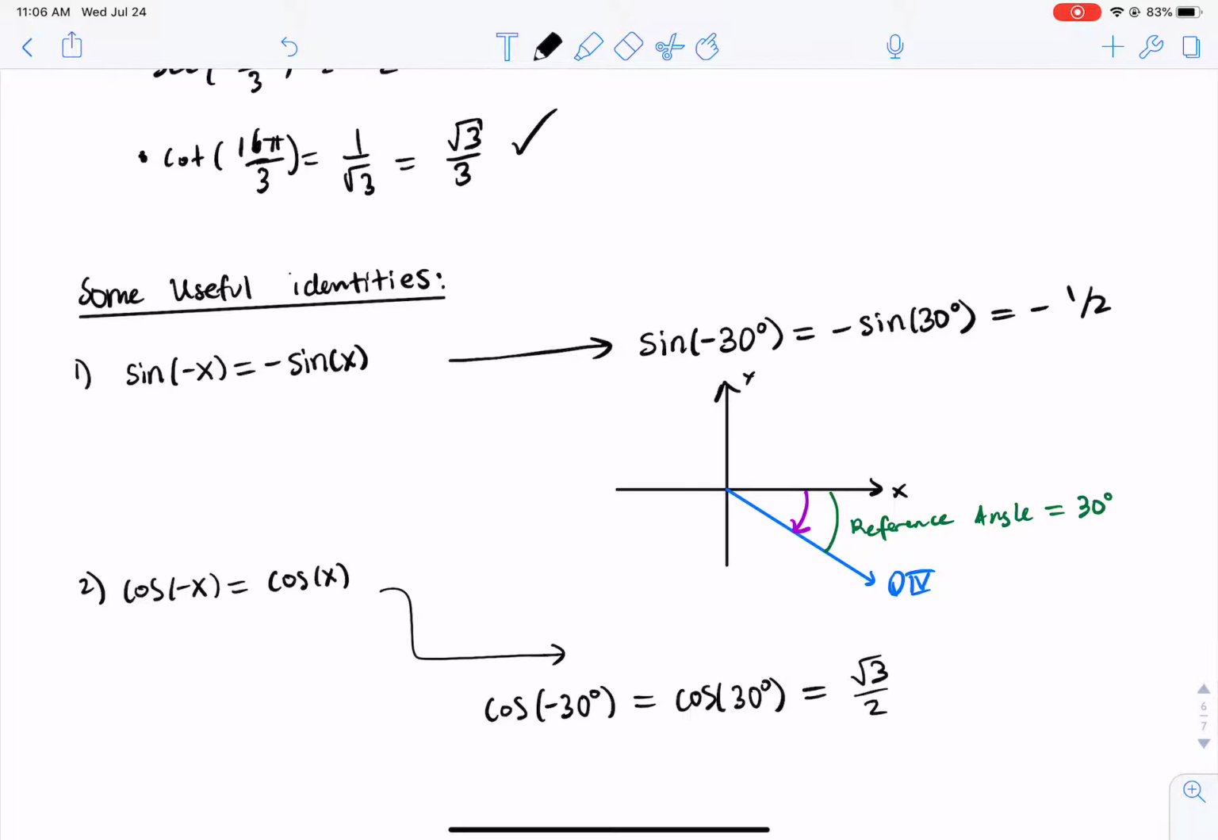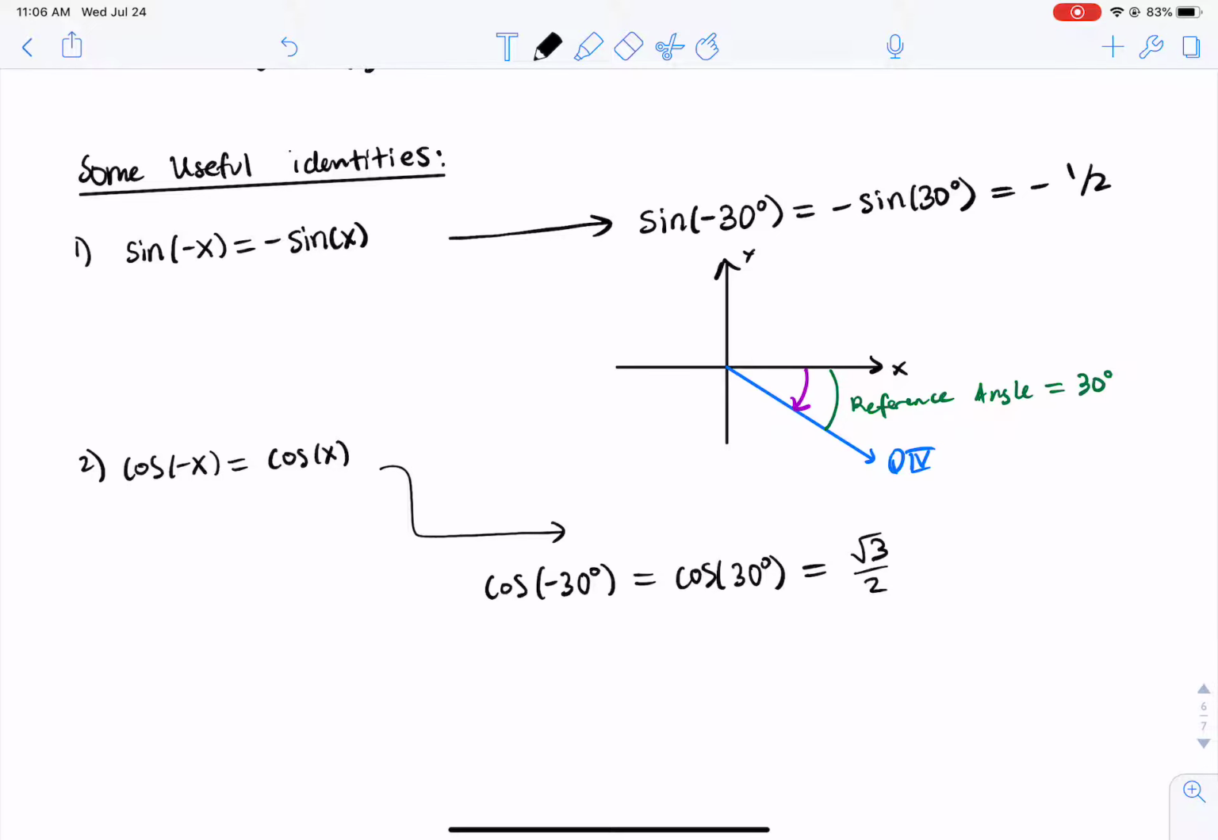And it makes sense because, again, negative 30 degrees will be in the fourth quadrant. Cosine there will be positive. So regardless of that, even if it's in the second, third, or fourth quadrant, it doesn't matter which quadrant it is. Cosine is an even function.